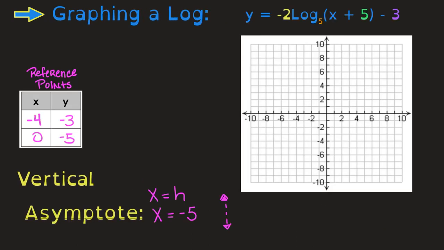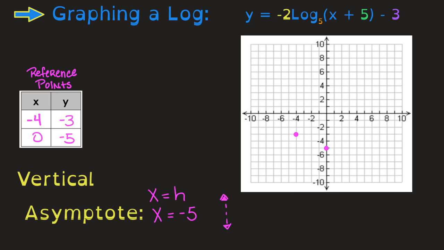All right, so here we are, the last slide, graphing a log. I just really want to carry over the information I just showed you on the previous slide. We're going to take that same function, the reference points and our vertical asymptote, and we're going to throw it on this graph and see how it looks. So if we take the reference points and put those on the graph, we have negative 4, negative 3. And then we've got 0, negative 5.